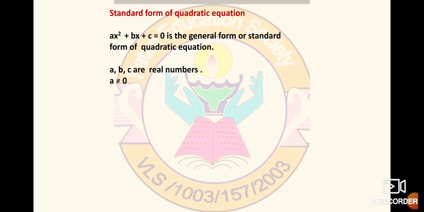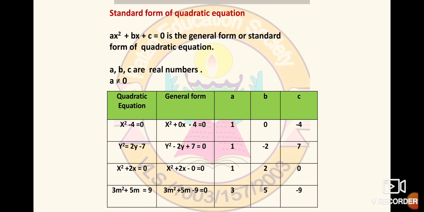Whereas b and c can be taken as 0. That will not affect the quadratic equation. If you take the value of b equal to 0, or even the value of c equal to 0, or either one of b or c equal to 0, that will not affect the standard form of a quadratic equation. Let us see in the upcoming table.